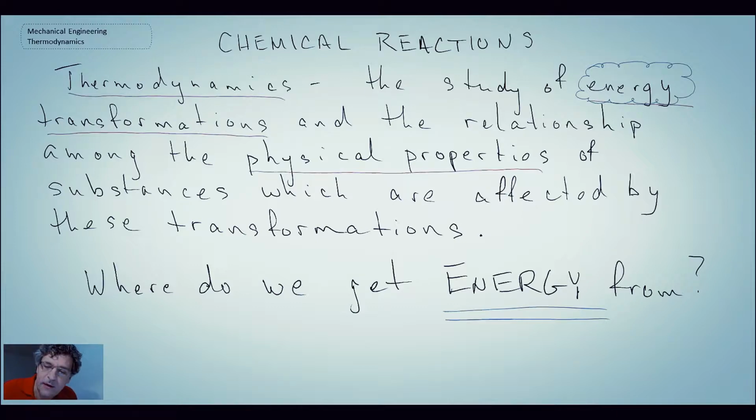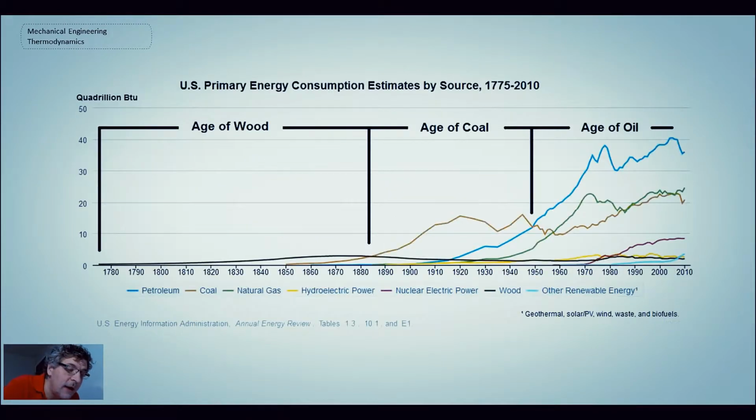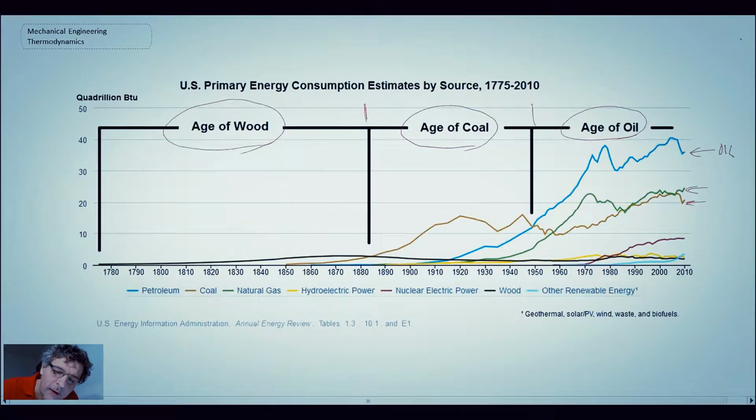What I'll begin by doing is giving you a slide. This is data that has been prepared by the US government. What it is showing is primary energy consumption estimates going back to the late 1700s all the way up to 2010. So what we have is oil, gas, and coal. You can see those three are right now the primary sources of energy that we are using. Further down we have nuclear, and then we have other sources such as wind, hydro, and other renewable energy sources.